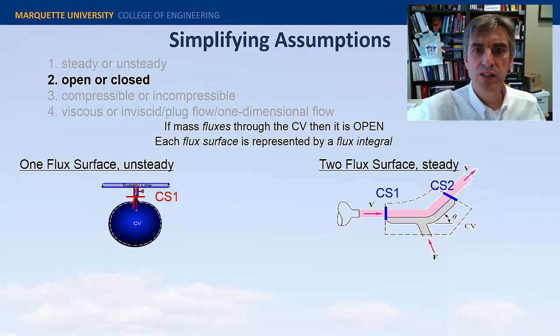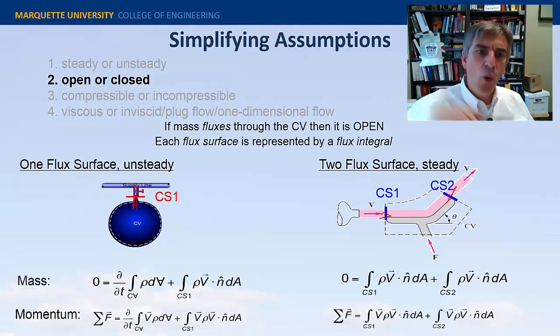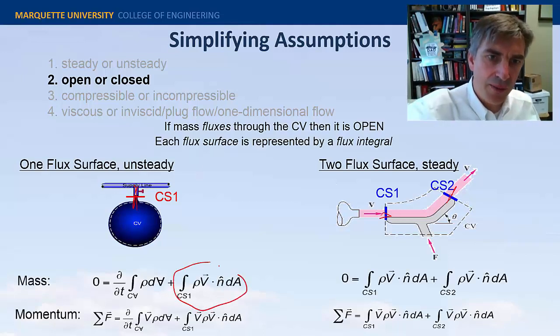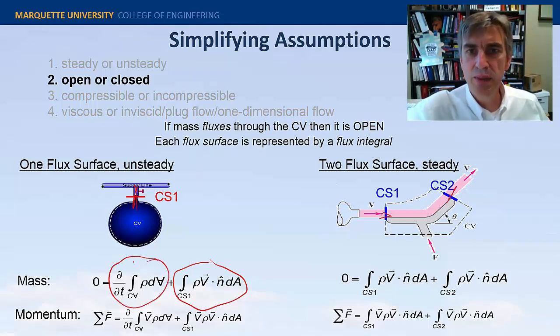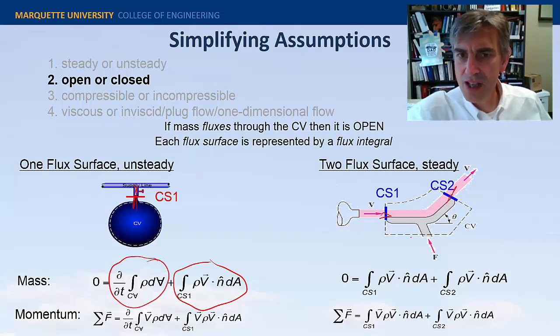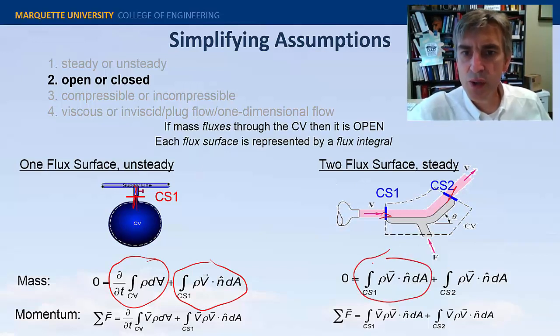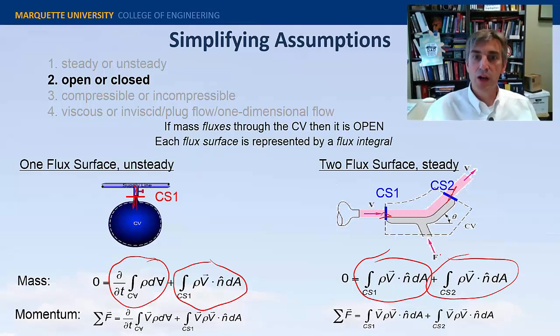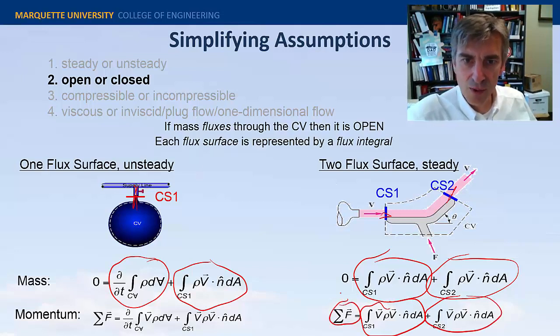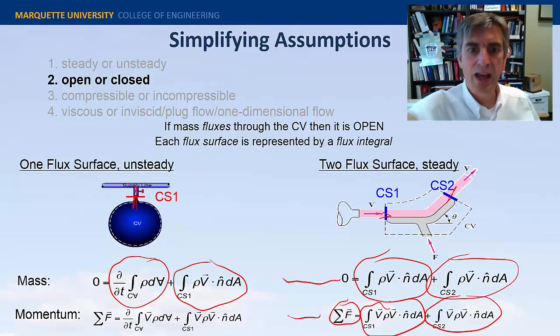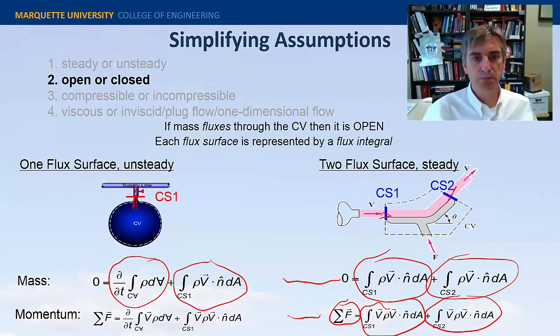So here there's one flux surface, and here there's two. So that means I would write one flux integral for this problem because there's one flux surface, and I have to retain my unsteady term. And in this set of equations, I don't have an unsteady term, that's gone, but I have two flux surfaces, so I write the flux integral twice, right? For the mass, and again, for the momentum, I write it twice, and I still have my sum of forces. So this is the conservation of mass. That's the conservation of momentum.